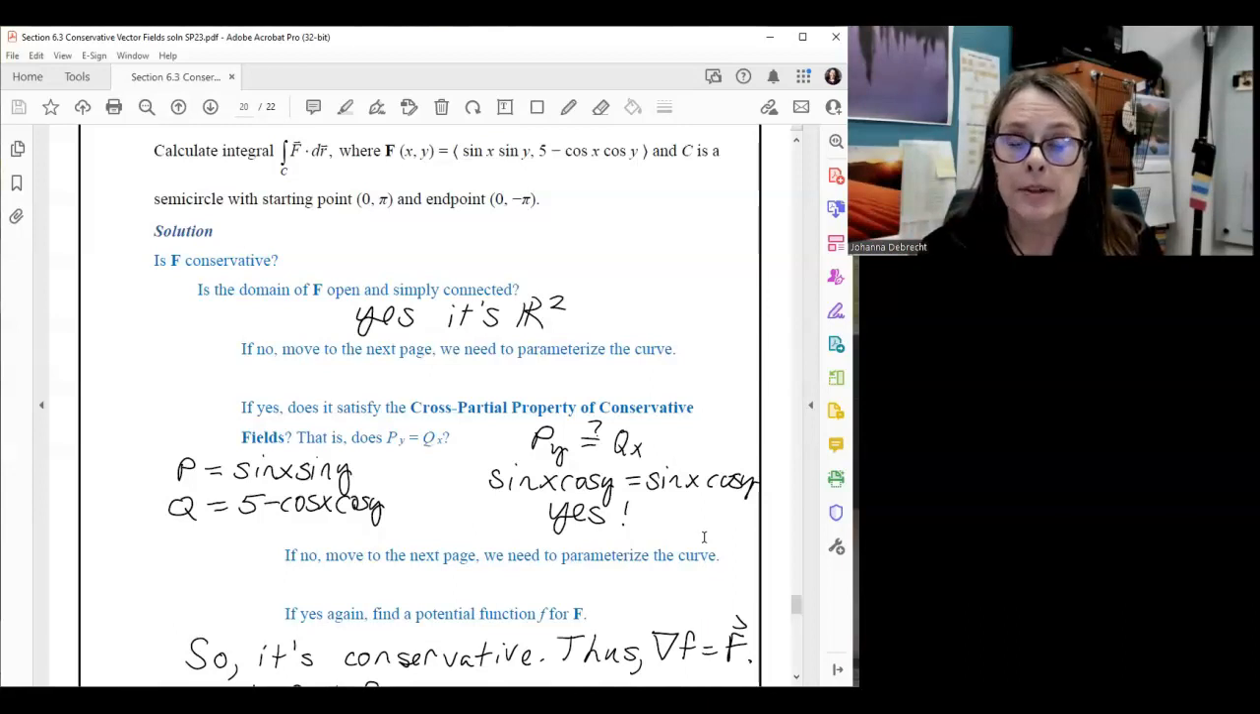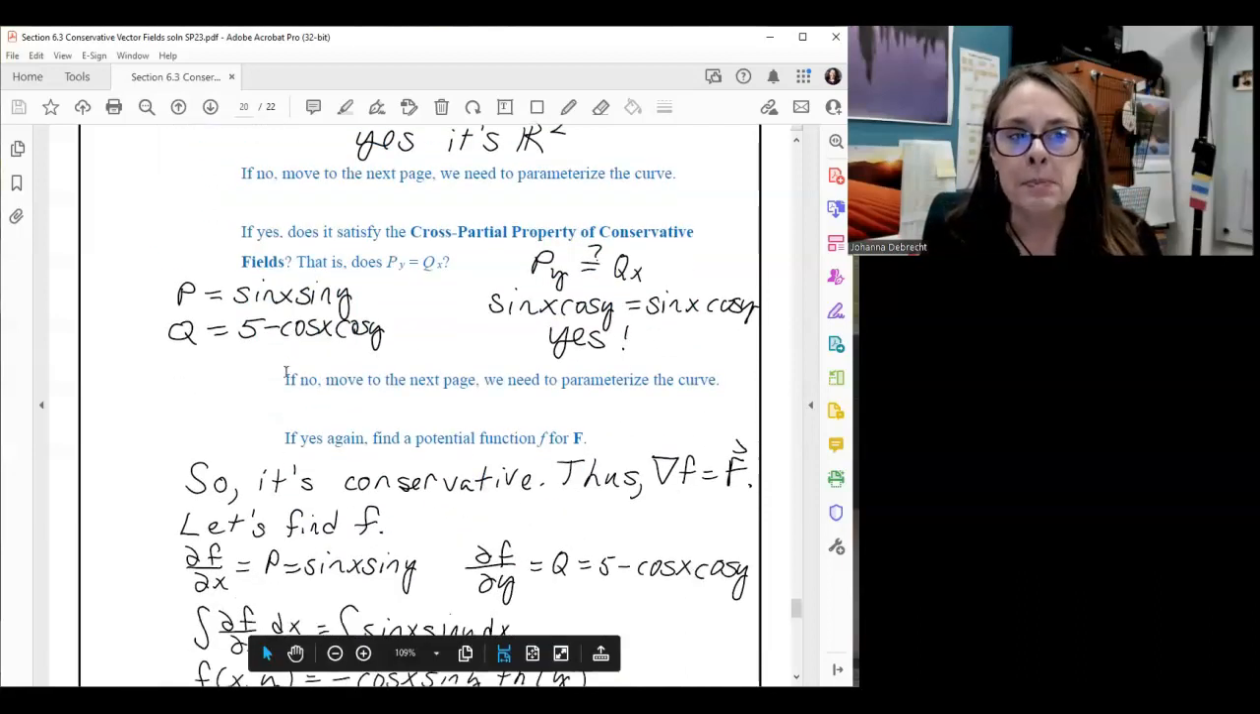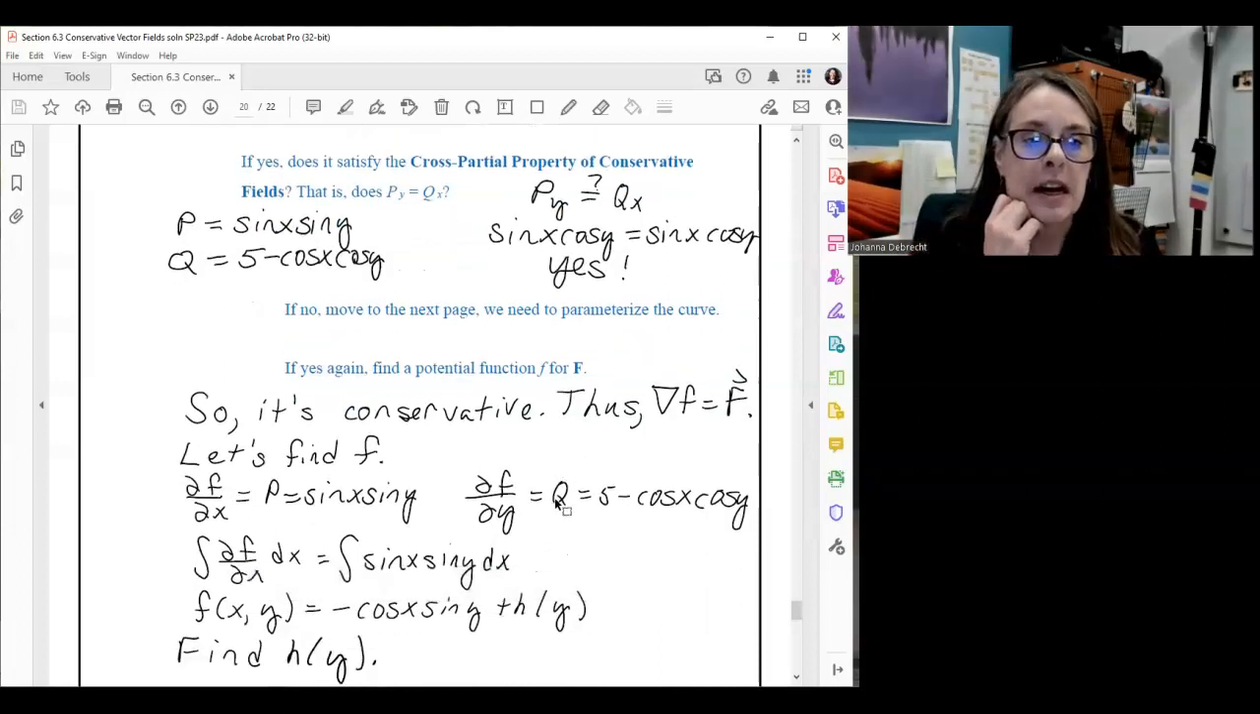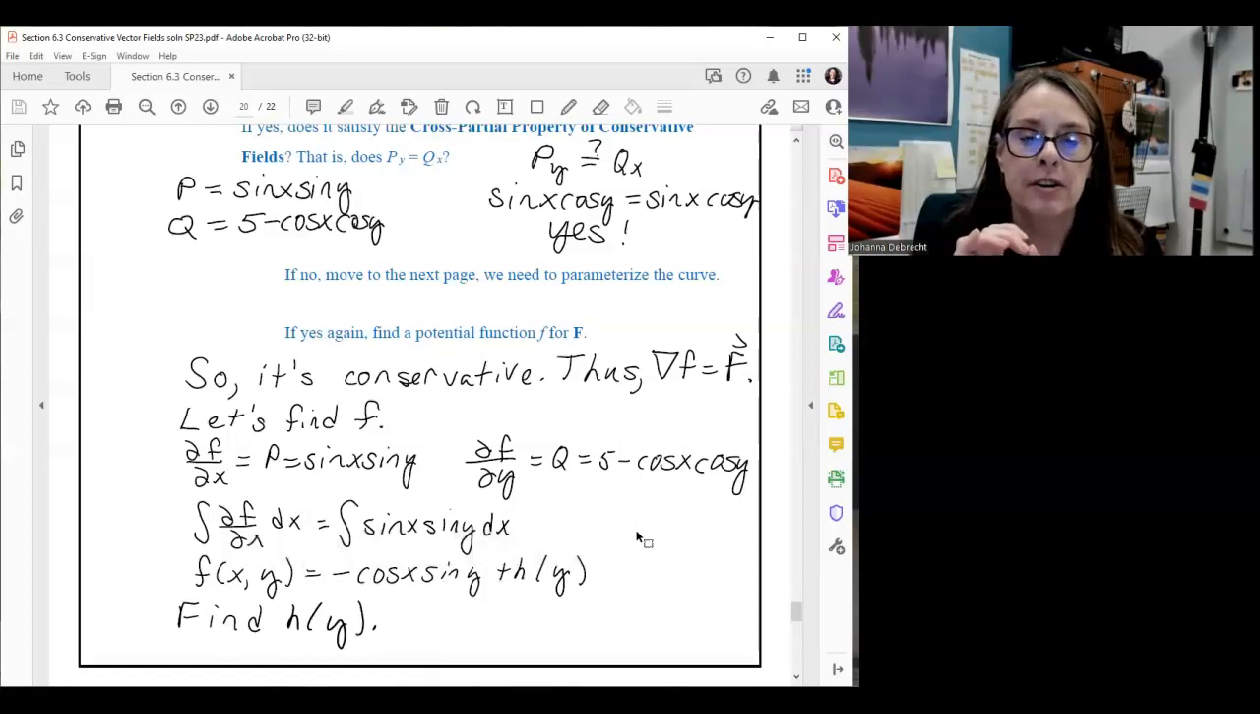So now we're going to parameterize the curve, and we're going to go get our potential function. This part doesn't apply because the answer was not no, the answer was yes, it is conservative. So let's go ahead and find the potential function first. Remember that the gradient of this potential function, and we don't know what lowercase f is yet, is the vector field. So I do know that the partial of f with respect to x gives me P, which is sine x sine y, and the partial of f with respect to y gives me Q, which is 5 minus cosine x cosine y.